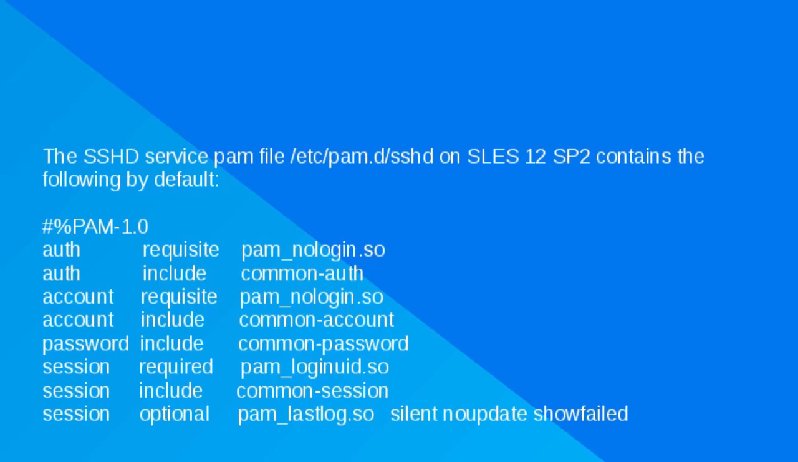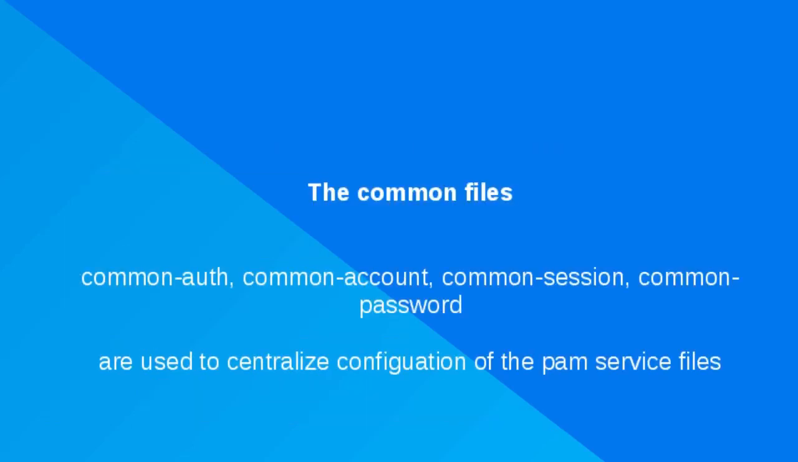This is the default content of the PAM service file installed by SSHD on SLES 12. Note how common-auth, common-account, common-session, and common-password are all included. Common files are used to centralize configuration. This configuration method allows administrators to affect many services by modifying single files. Modifications to common files take effect for all services that include the common files.